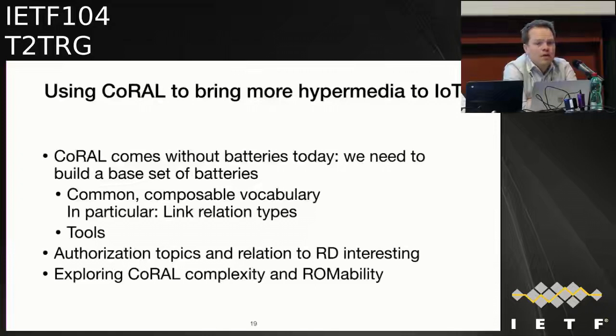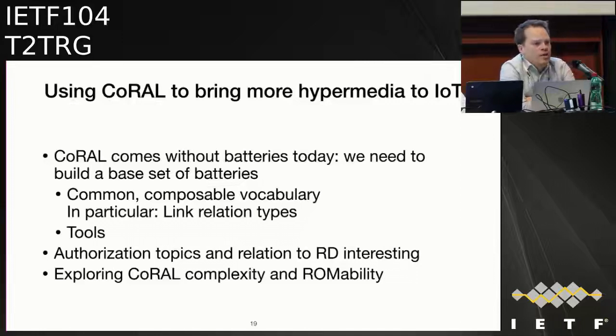Speaking of hypermedia, one topic was using Coral to bring more hypermedia to IoT. One observation we had is that Coral today comes without batteries. You need a bit more to actually build your application on it. So we should perhaps start building some of those aspects to make it easier to use in real use cases. One thing was a common composable vocabulary, in particular link relation types that could be defined. And also tools around Coral. One tool, for example, was TD and Coral transformations.